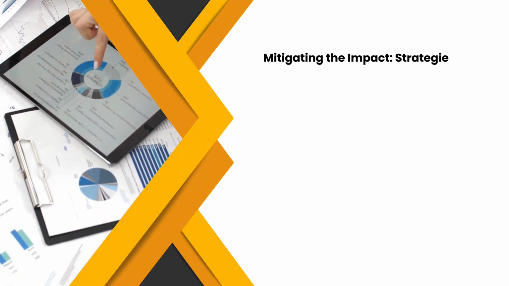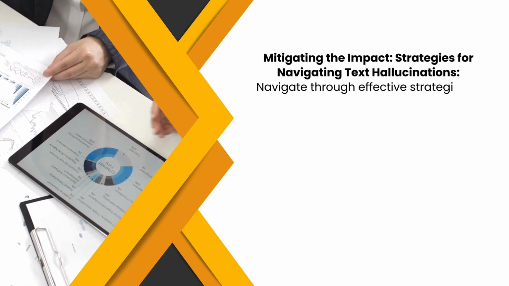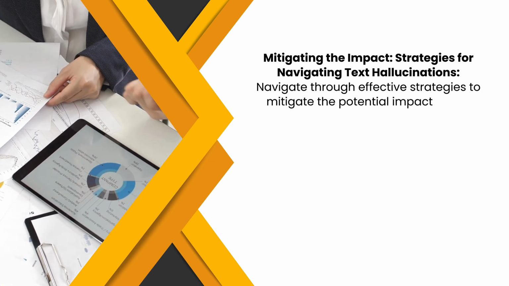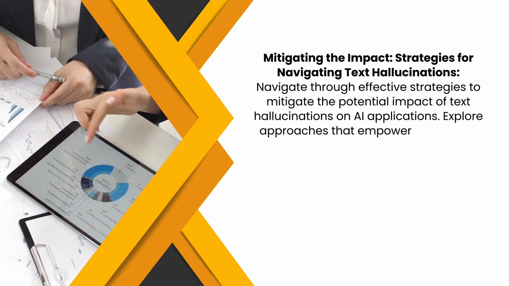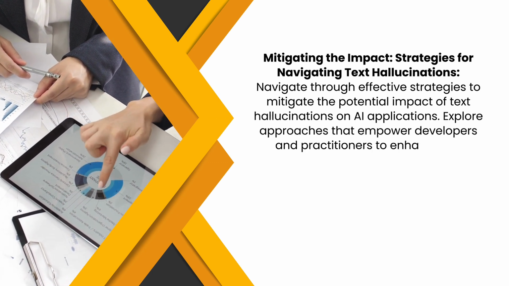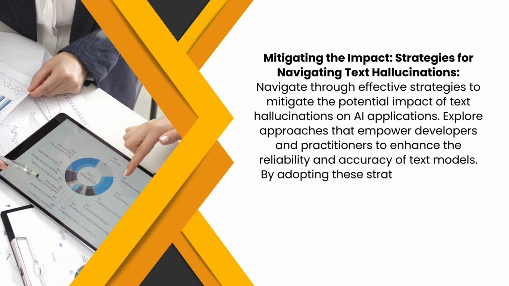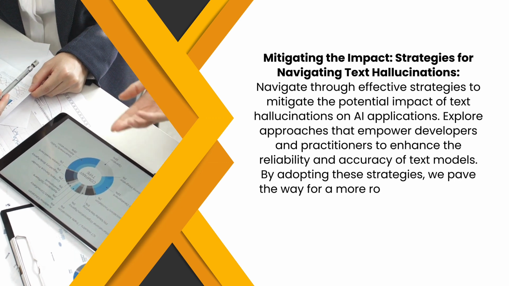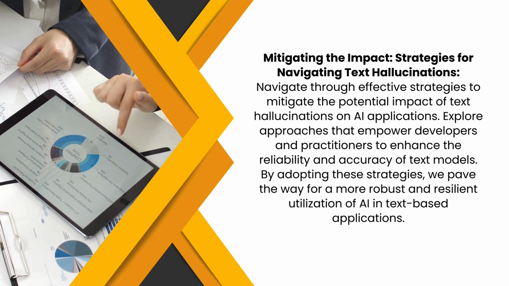Mitigating the impact. Strategies for navigating text hallucinations. Navigate through effective strategies to mitigate the potential impact of text hallucinations on AI applications. Explore approaches that empower developers and practitioners to enhance the reliability and accuracy of text models. By adopting these strategies, we pave the way for a more robust and resilient utilization of AI in text-based applications.